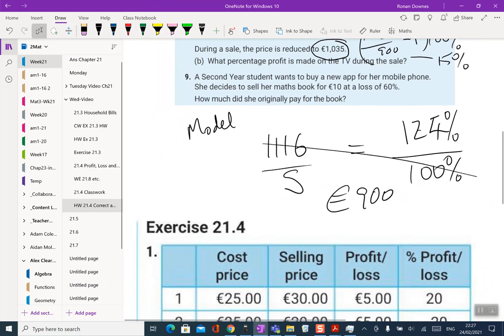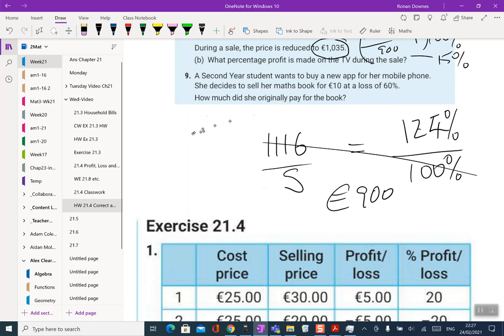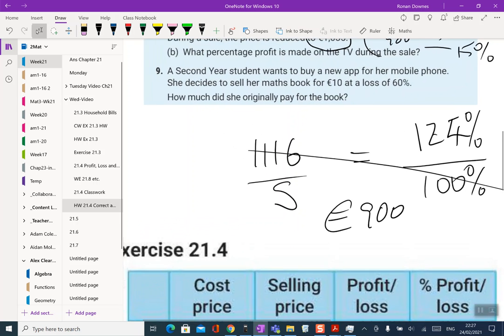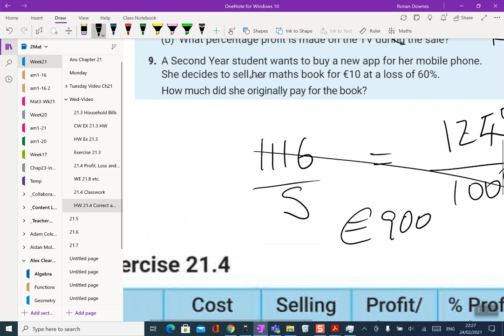Well, I'm breaking my own rule here because I am a little bit tired, but still, I should be able for this. And I've only one question to go and I'll finish my homework. A second year student wants to buy a new app for her mobile phone. She decides to sell her maths book for €10 at a loss of 60%. So the €10 in money represents 40% of the value. How much did the original book cost?